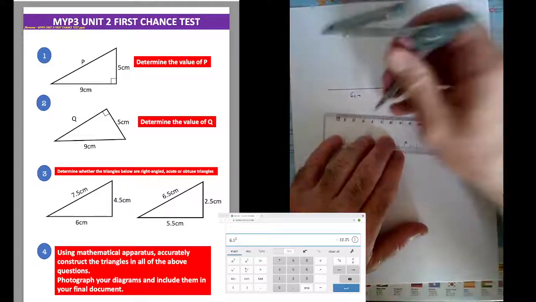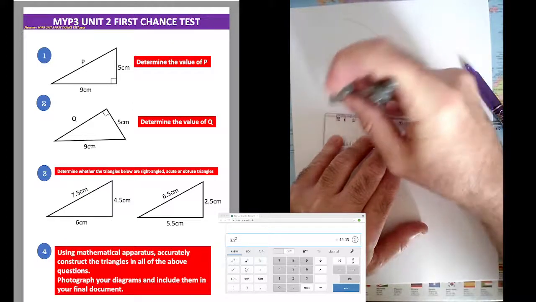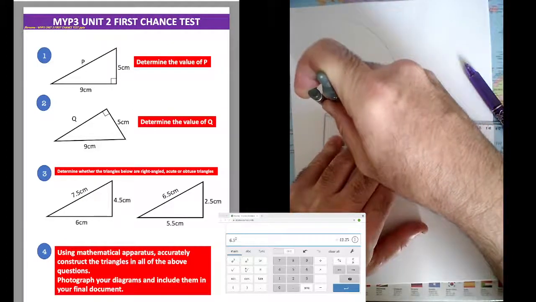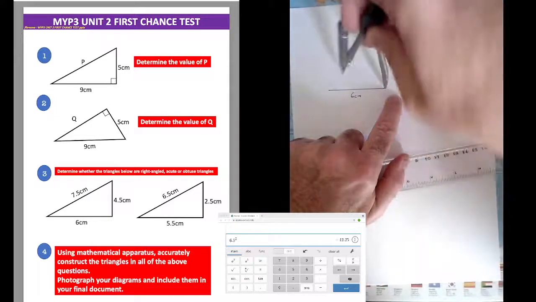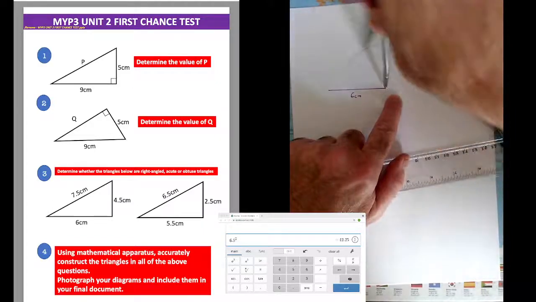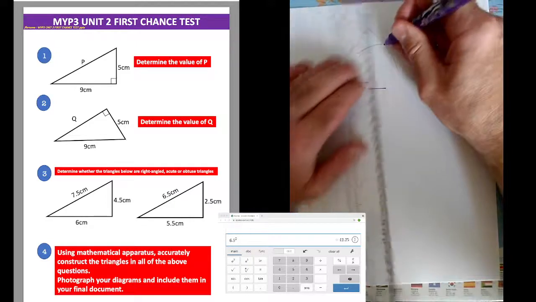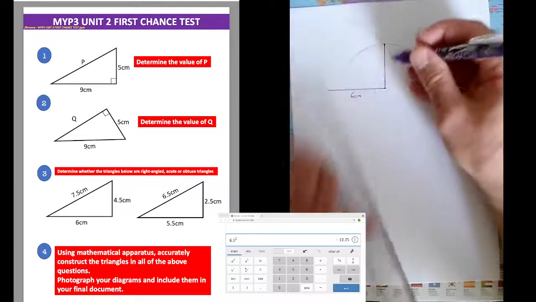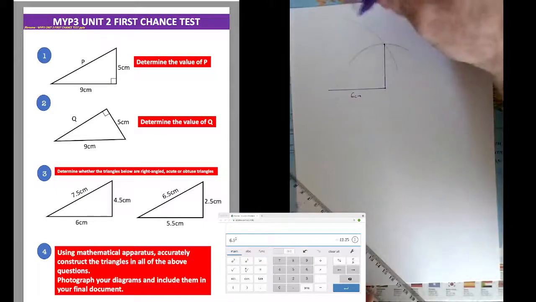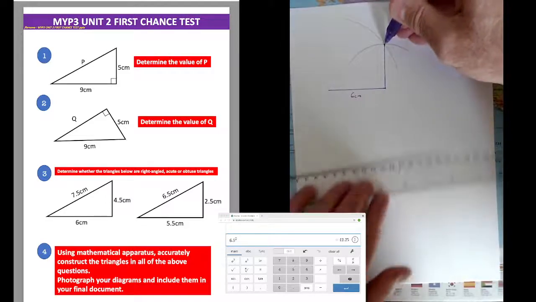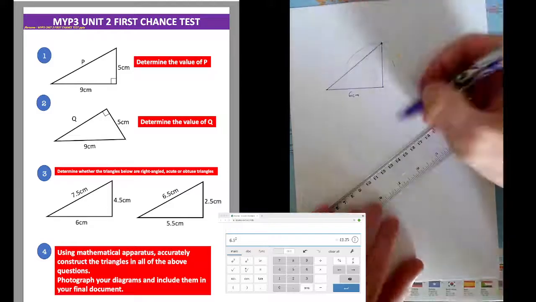Now I'm going to do a 4.5 centimeter arc, because I know that the other line is 4.5 centimeters away from the right hand end. So I'm going to do a 4.5 centimeter arc there. So where they meet is 4.5 centimeters from the right, because it's on that arc, and it's also 7.5 centimeters from the left hand side of the 6 centimeter line, because it's on that arc.